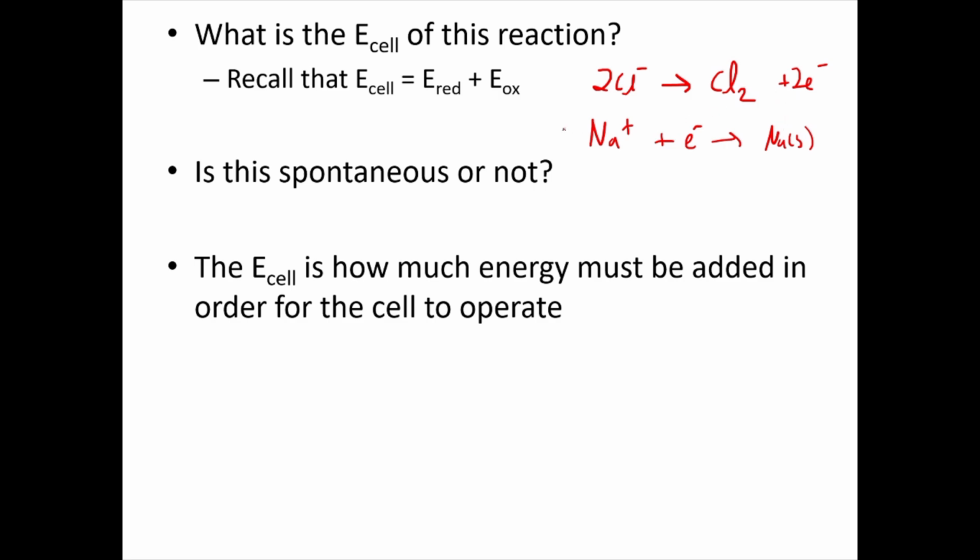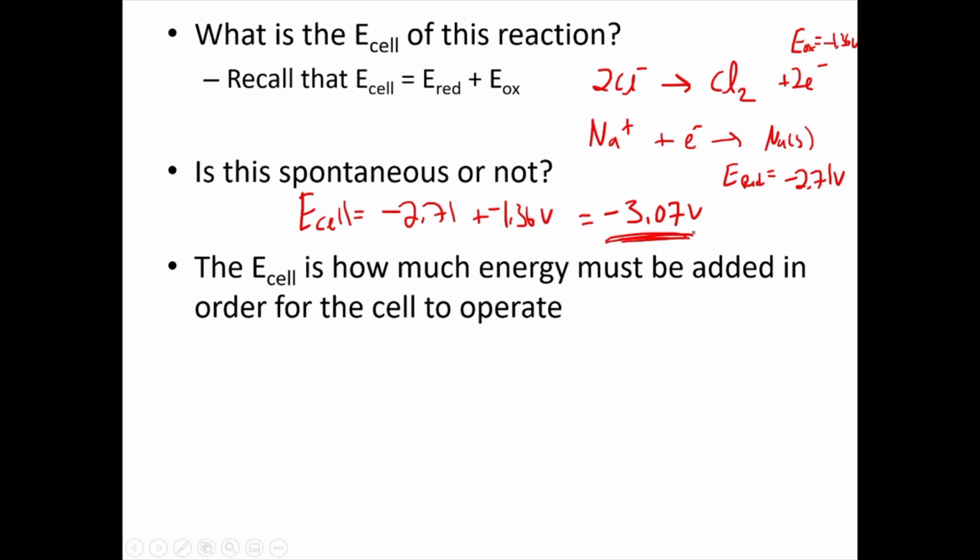Now these will have the following voltages. So my oxidation will have a voltage of negative 1.36 volts, whereas the sodium reduction will have a voltage of negative 2.71 volts. So the total cell voltage ends up being negative 2.71 volts plus negative 1.36 volts. So this ends up being a total of negative 4.07 volts.